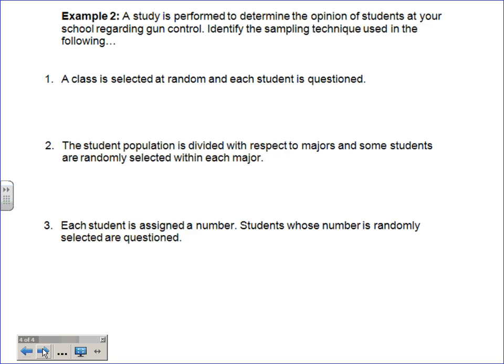Number 2, the student population is divided with respect to majors, and some students are randomly selected within each major. Yep, stratified. The key there is we didn't eliminate any of the groups, right? I mean, each group at least had some effect there.